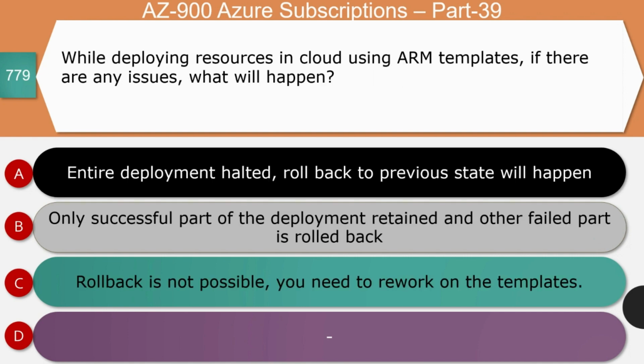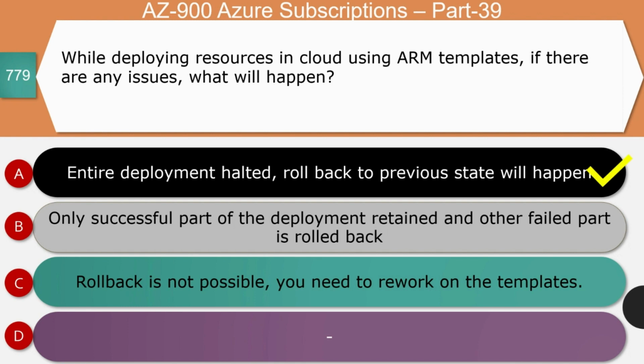Next question. While deploying resources in the cloud using ARM templates, if there are any issues, what will happen? Option A. Entire deployment halted, rollback to previous state will happen. Option B. Only the successful part of the deployment retained and the failed parts rolled back. Option C. Rollback is not possible, you need to rework on the templates. Out of these options, the right answer is the first one.